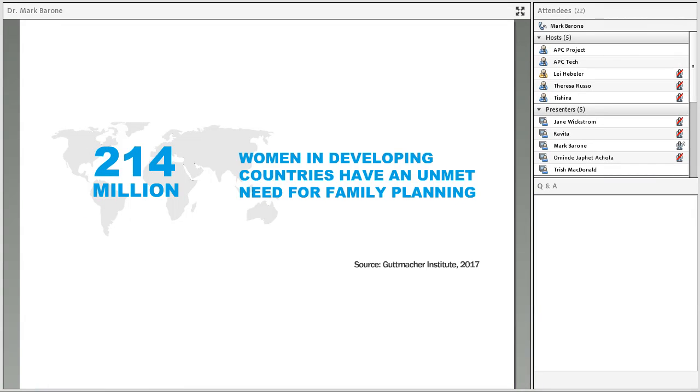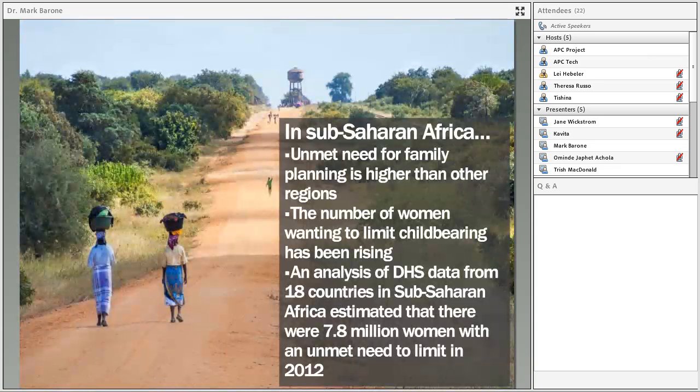Despite the impressive gains in use of modern contraception around the world over the past 50 years, there is still large unmet need for family planning, with an estimated 214 million women in developing countries not using a modern contraceptive method despite wanting to delay future birth or not have any children at all. Unmet need for family planning is highest in sub-Saharan Africa. And additionally, the number of women wanting to limit future childbearing in this region has been steadily rising. These are women who do not want to have any more children, as opposed to women who want more children in the future, but just not right now.